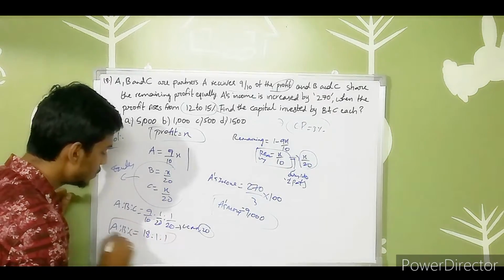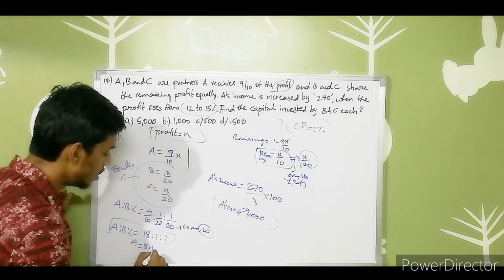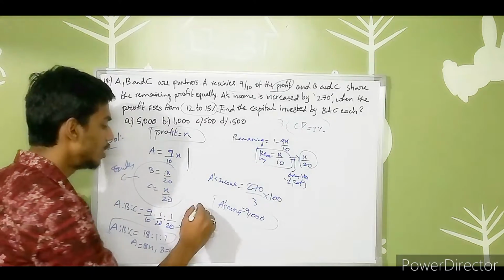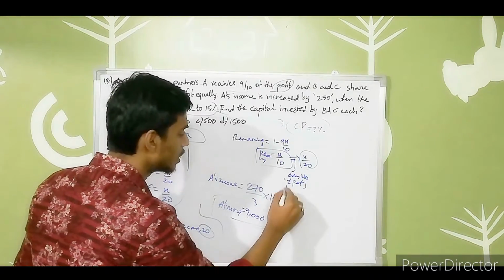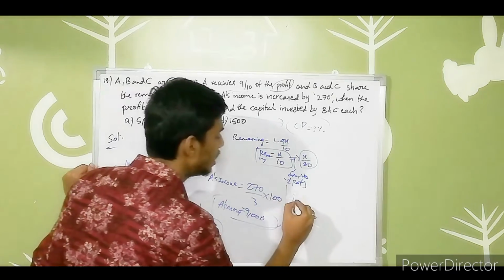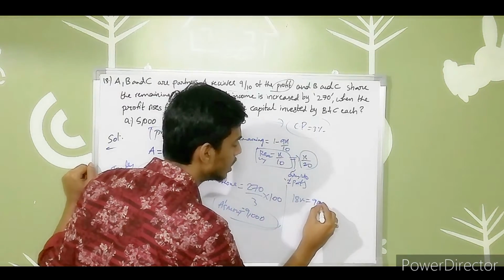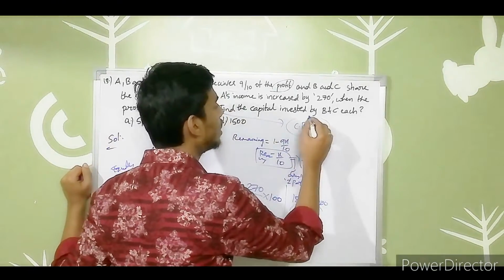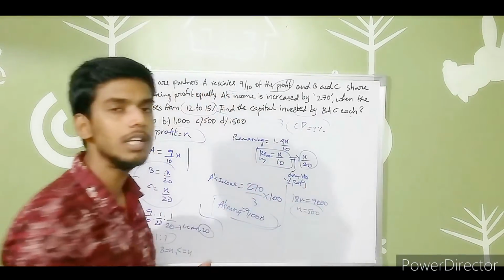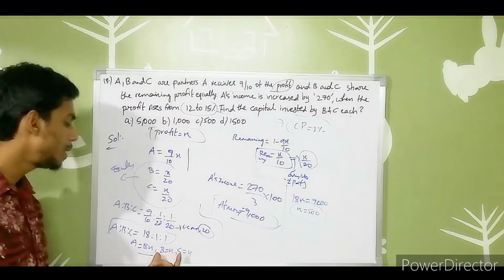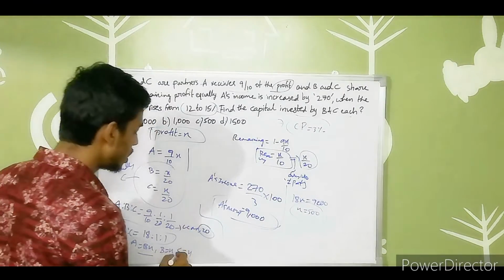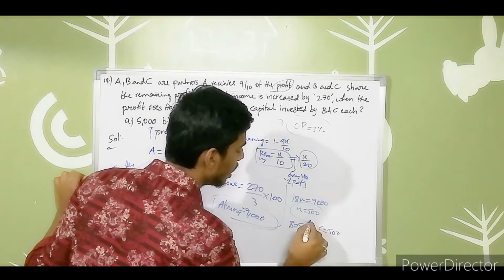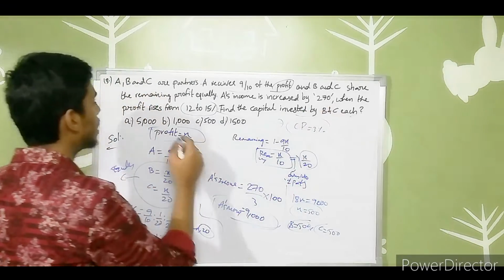That means A's part is 18x, B's part is x, and of course C's part is also x. A's income is 9,000, so 18x equals 9,000. From this we get x equals 500. But what they asked for is the capital invested by B and C each separately. As B's part and C's part are x, B equals 500, and of course C is also equal to 500. That means each of them invested 500 separately.